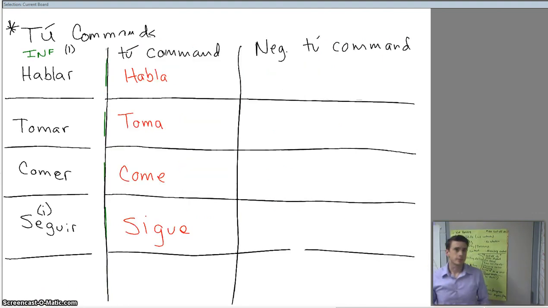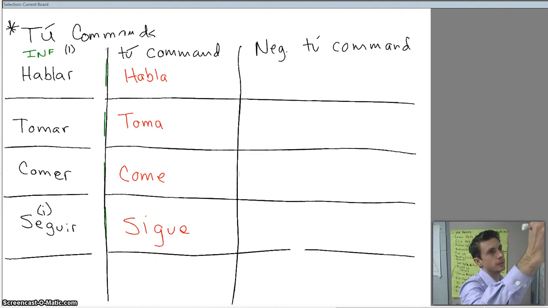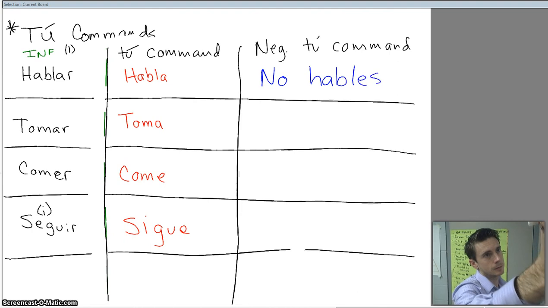Alright, so now let's make a negative command. Let's tell someone to not speak, don't take, don't eat, don't follow. That's what we're going to do now with the negative tú commands. Alright, so now is when our opposite endings have to come back into the back of our mind. Let's take a look. Hablar becomes habla with the affirmative command. In the negative, it'll be no hables. No hables. Alright.